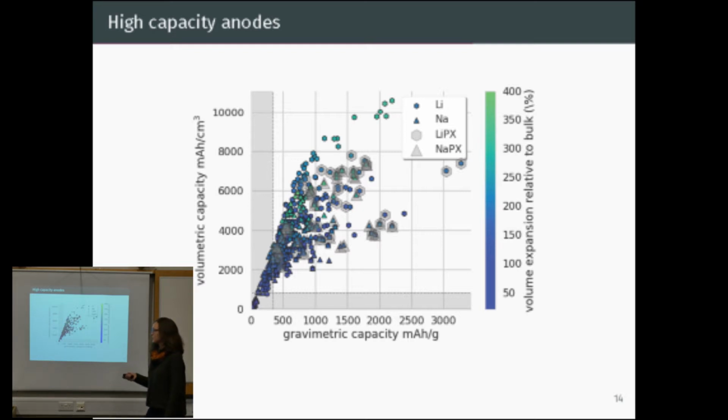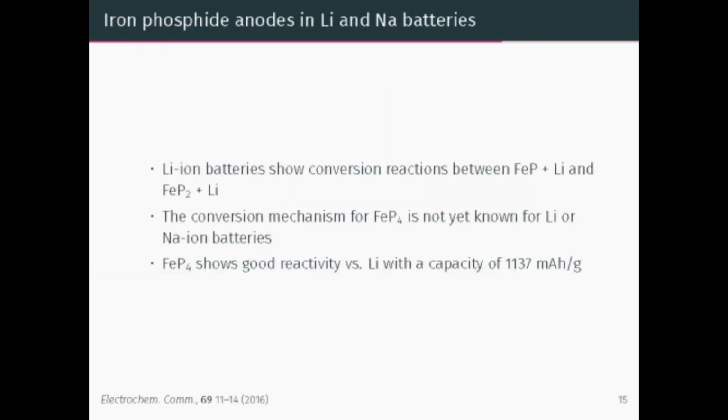So there's a couple of different questions that you have to answer when you're choosing which high capacity anodes you want to look at. But I chose to look at iron phosphide anodes. And iron is the key here because it's a much lower cost transition metal than the rest of the transition metals that we could have looked at.